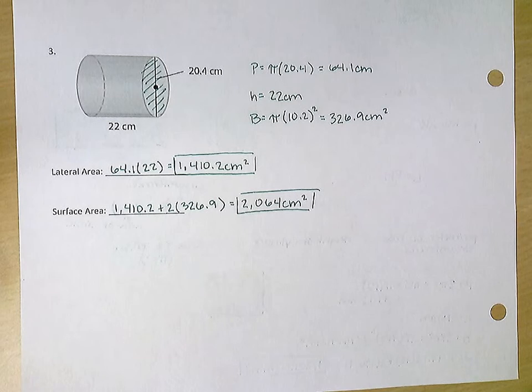Okay, questions on surface area or lateral area of a cylinder? It's very similar to what we did yesterday. It's the same formula since you do have two bases. The only difference is your base is always going to be a circle. So you have to use circumference and pi r squared for the area.